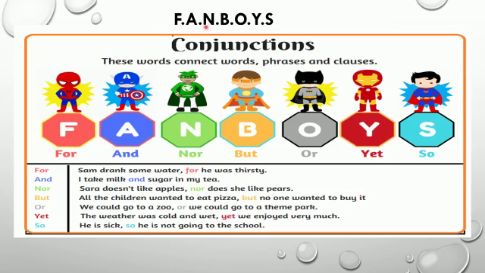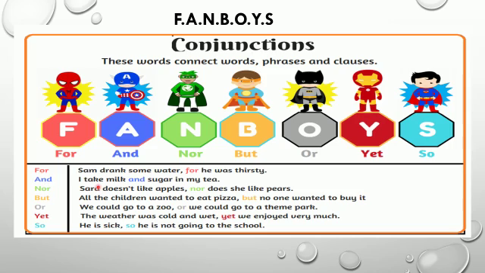Remember, conjunction is FANBOYS. These words connect words, phrases, and clauses. F for, A and, N nor, B but, O or, Y yet, and S so. For: Sam drank some water, for he was thirsty.